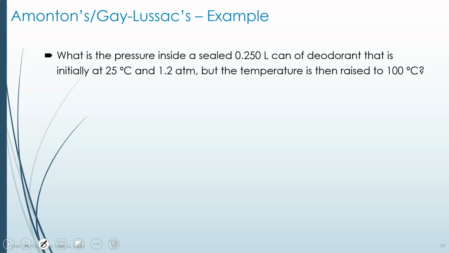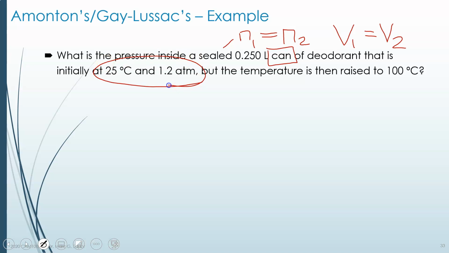What we see right in the beginning of this question is that it's sealed. Sealed tells us something very important. It tells us that the initial number of molecules can't change. So the initial number of molecules is exactly the same as the final number of molecules. We also see that it's a can, and we're going to assume the can doesn't explode, and cans don't change volume very easily. So we know the initial volume is equal to the final volume. So the only thing that's changing is our temperature and pressure to a new temperature and an unknown pressure.